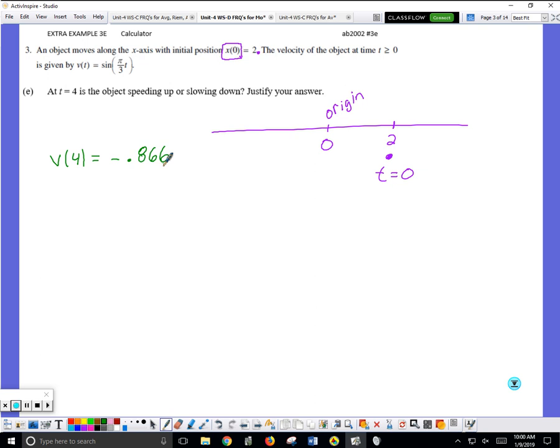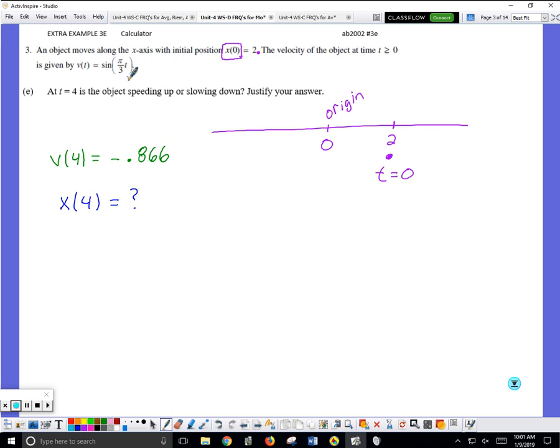Other questions here? Why is it not x of 4 equals negative 0.66? So x of 4 means the position of the particle. I use this formula for velocity. The velocity formula will tell me the velocity of the object at any time I choose, and so I plugged a 4 into this formula. Is that your question? 2 points. Anyone else?